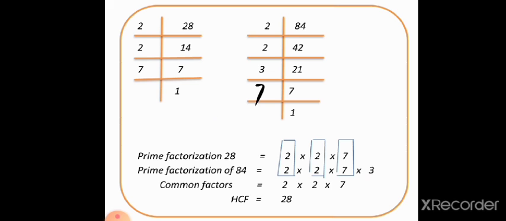So for the first number 28, the prime factors are 2, 2, 7. Again, for the second number 84, the prime factors are 2, 2, 3, 7. So from here, we will find all the common factors. The common factors are 2 into 2 into 7. So the final answer is 28.